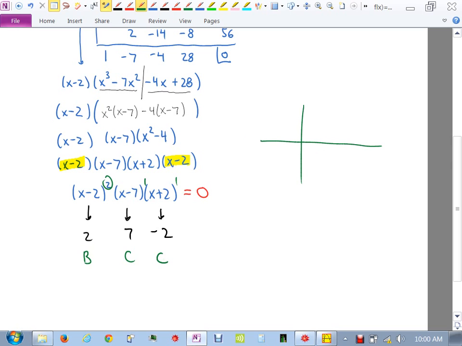So my graph should look like this. X-intercept at -2, positive 2, positive 7. It should go up on the left, up on the right. At -2, I should cross through. At positive 2, I should bounce. So I should come up and bounce off at that x-intercept. And then at 7, come back through and cross.